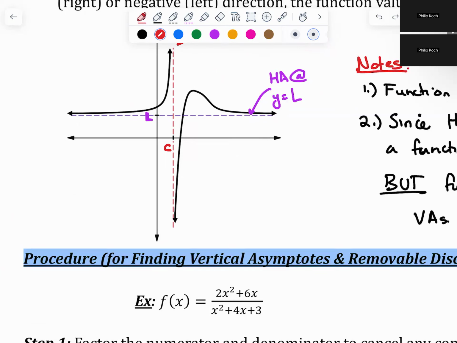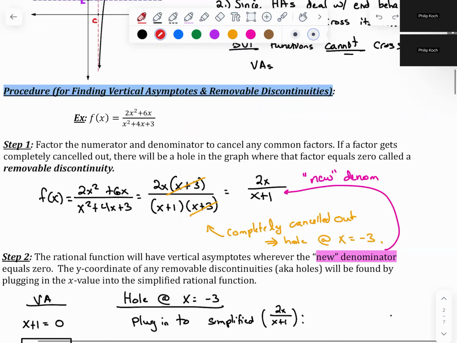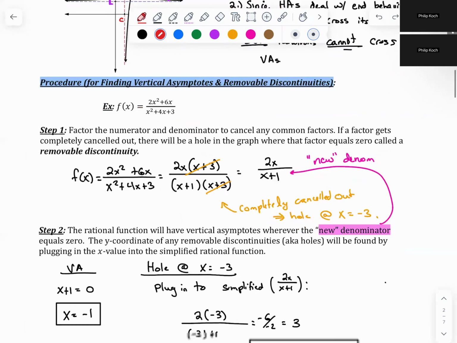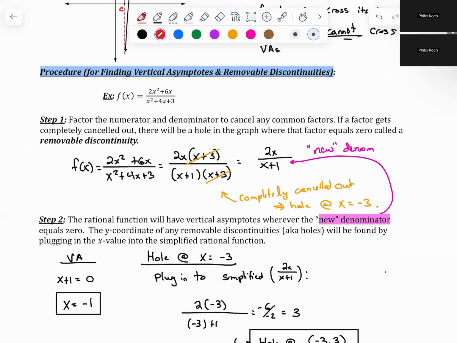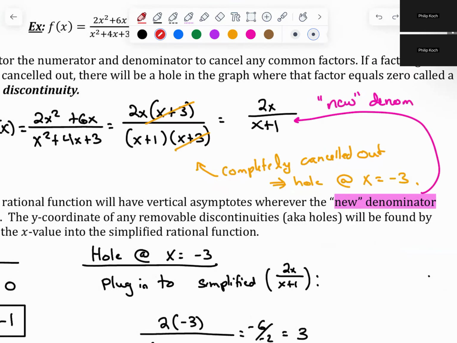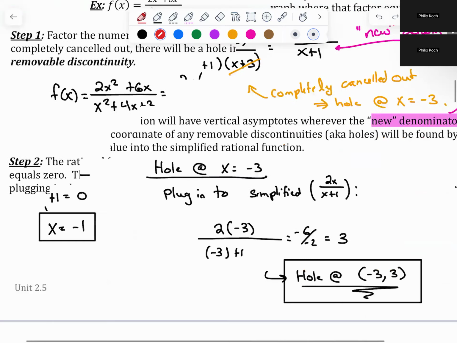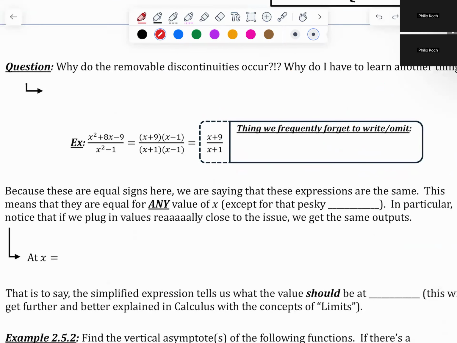So what's the point of having holes? The hole is something that has to be recognized. And so we're going to talk about why it has to be recognized and why it happens now. So I hope everyone's okay with that. The vertical asymptotes happen where the denominator equals 0. But holes happen if a factor gets completely canceled out. So why do I have to learn about these removable discontinuities? Why do I have to learn another thing? Well, it's because I said so, right? No, it has to do with how the canceling works.